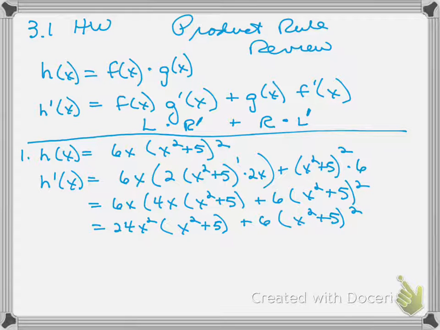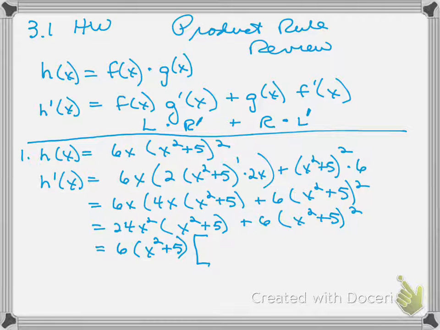Okay, remember you're not done until you have simplified. So at this point, what we want to do is do some factoring. I can see that 24x squared and 6 have 6 in common. Pull out the 6. Then I can see that they both have an x squared plus 5, and the greatest power they have in common is just the power of 1. So this is greatest common factoring, so I use my box.